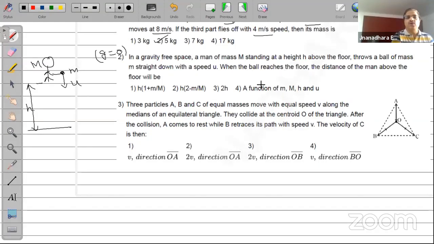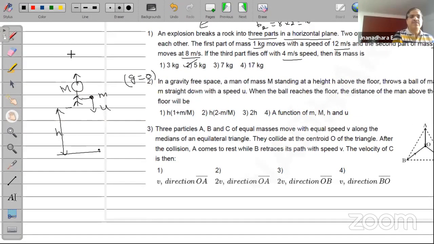When the ball reaches the floor, the distance of the man above the floor will be? Now look at it, by the conservation of momentum, if he throws the ball like this, the man is going to move up like this, and he will go to a point at some height, which you can take as h dash. When the ball has come down to the floor, where is the man? For this, I'll use the idea of conservation of momentum. Here you will find that M into h dash should be equal to small m into h. You can be sure about that.